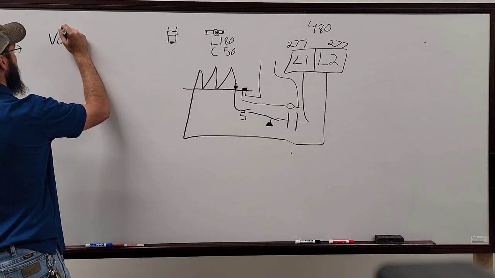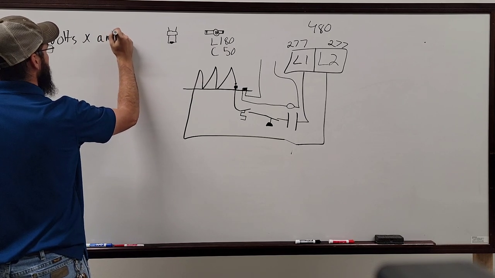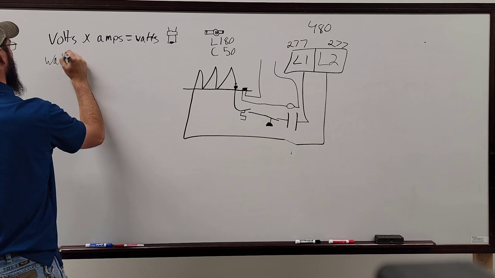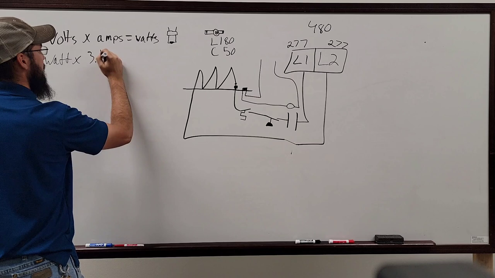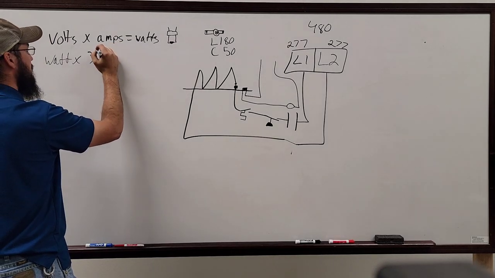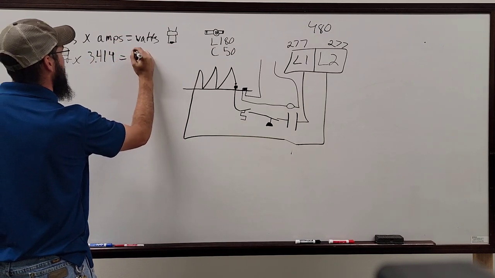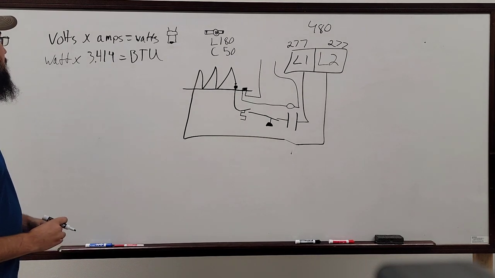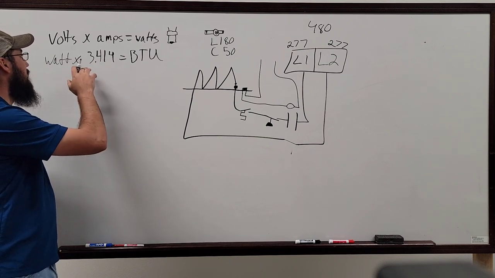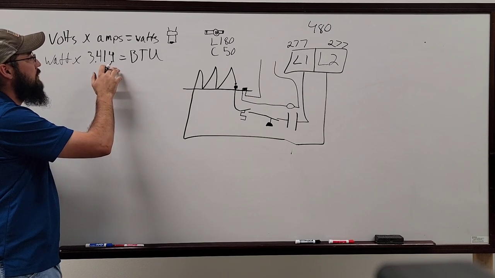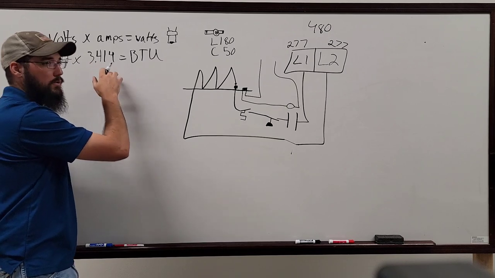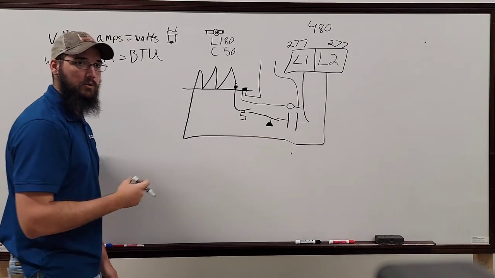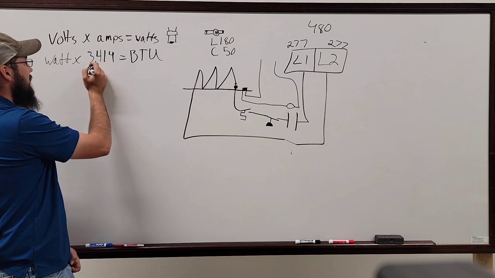Volts times amps equals watts. Watts times 3.414 equals BTU. Is that right? Yeah, I think that's the constant. It's either 3.414 or 3.413. I usually just do 3.41 myself. It really wouldn't matter if you did that, it's so marginal. So anyway, regardless, this is how you get to your BTUs.